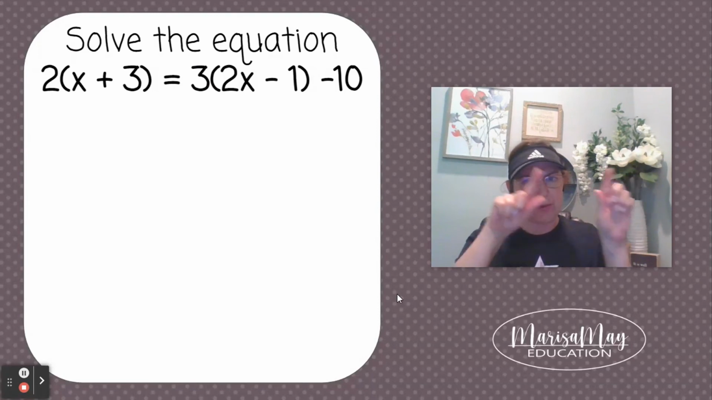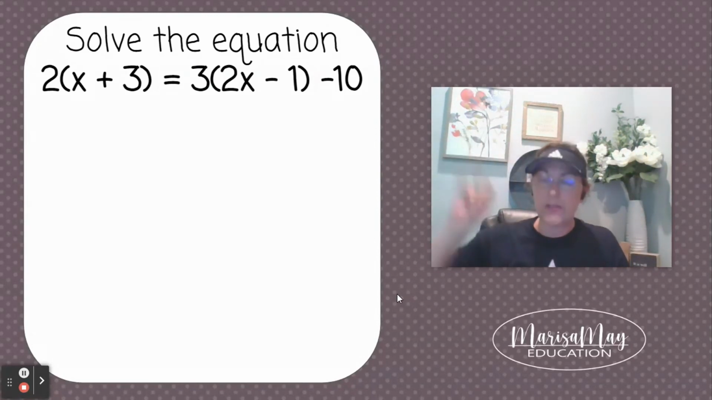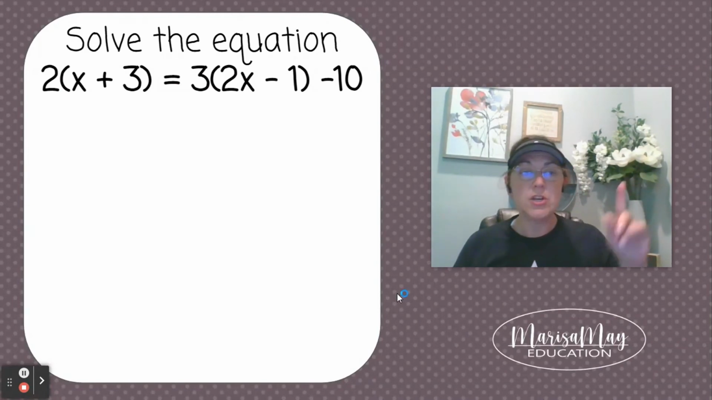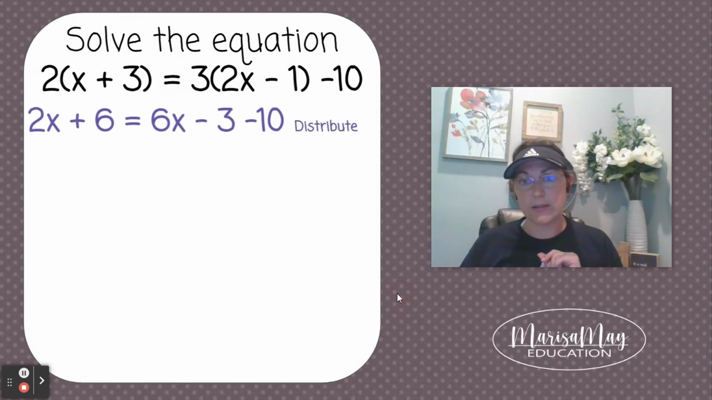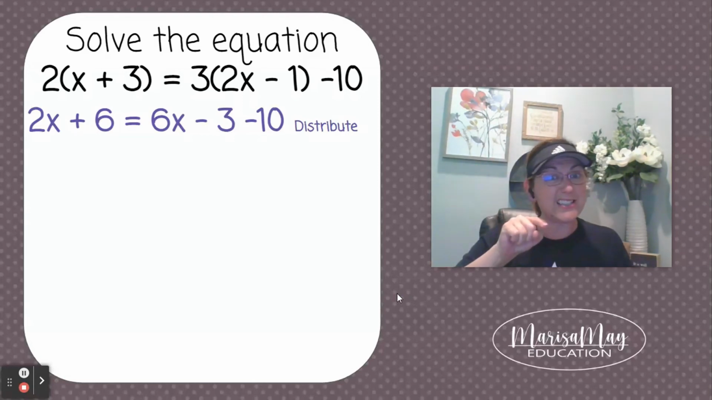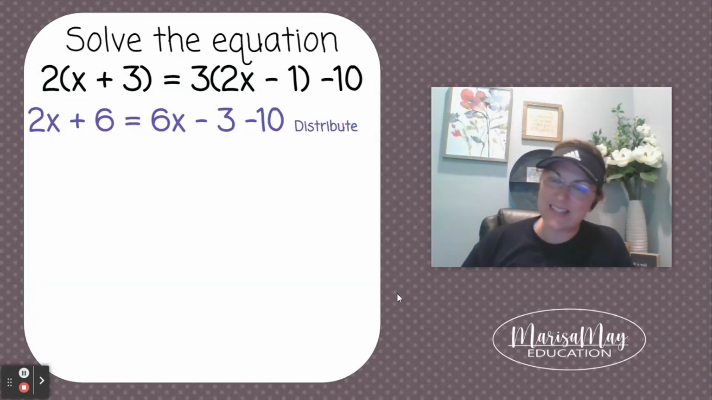I'm going to distribute there. I'm going to distribute the 2 on the left side. I'm going to distribute the 3 on the right side. So let's take care of that. Remember, when you distribute, you multiply. So 2 times x gives me 2x, and 2 times 3 gives me 6. Then we look on the right side. 3 times 2x gives me 6x, and 3 times 1 gives me minus 3. And don't forget my minus 10 there on the far right side of the equation. I don't want to lose track of that, definitely.